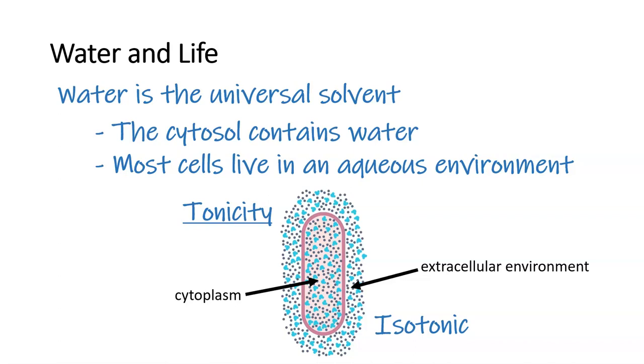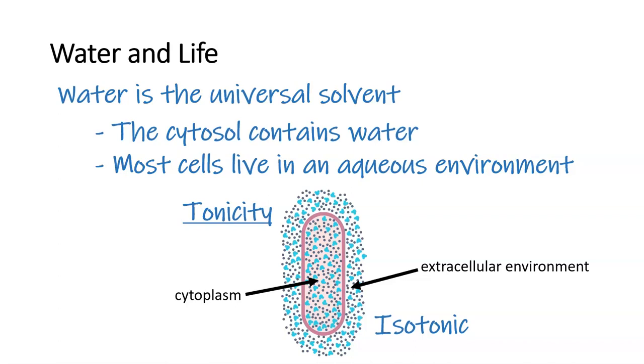It's real important to remember that tonicity is a term that describes the relationship between 2 solutions. And in this class, we're going to be focusing on the relationship between the cytoplasm and the extracellular environment. Okay, so remember that water moves across cell membranes through osmosis. And osmosis is a form of diffusion. Water moves from an area of high concentration to an area of low concentration.